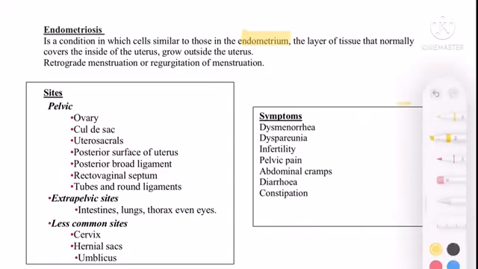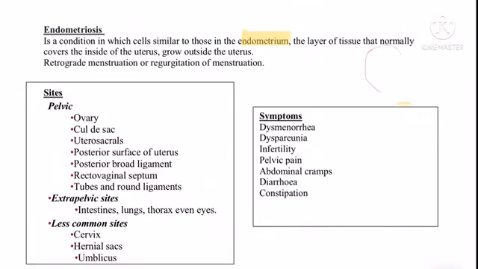Normally we can see that this is the uterus, and the innermost lining of the uterus is what we call the endometrium. It is the columnar epithelial lining. So if you find that these endometrial epithelial cells are also found in areas outside the uterus, then we can say that this is a case of endometriosis.